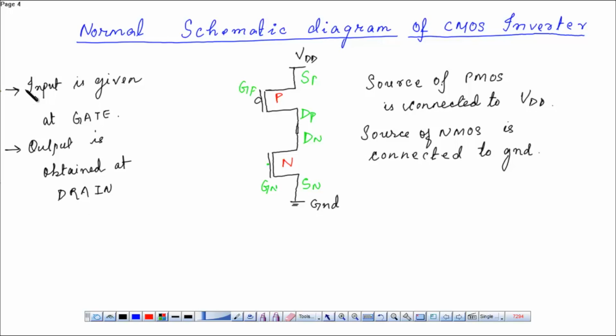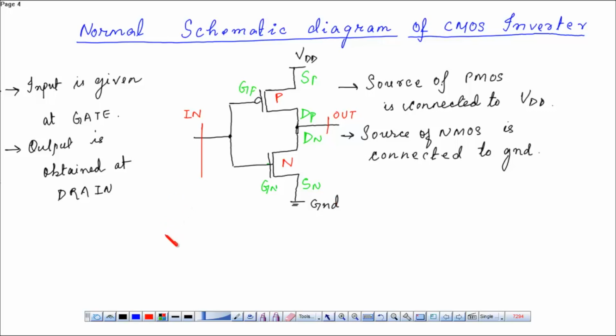These are the four things that have to be kept in mind. So this is the gate of the PMOS, this is the gate of the NMOS. These two are shorted, and this is another point. Now the input is given at this terminal, and the output will be obtained over here. So this is in and this is out. Now this is the normal schematic diagram of a CMOS inverter.